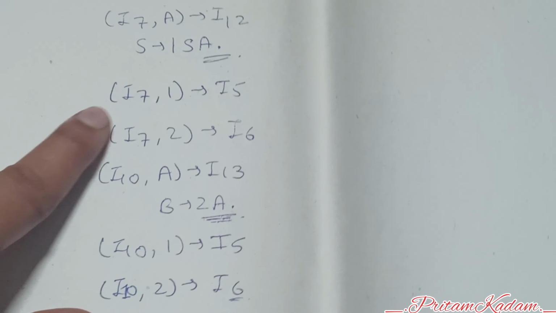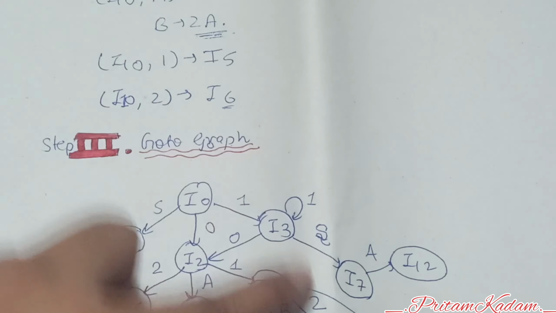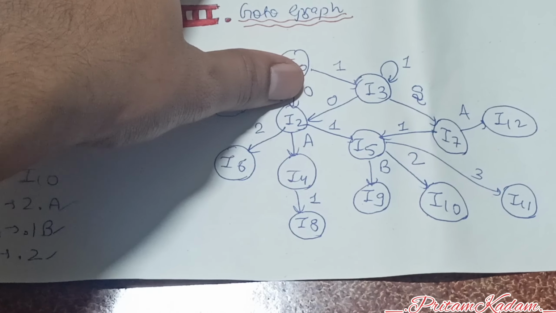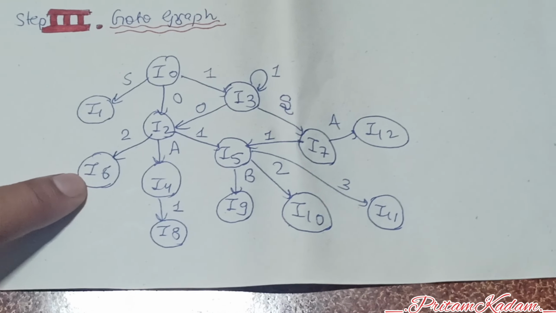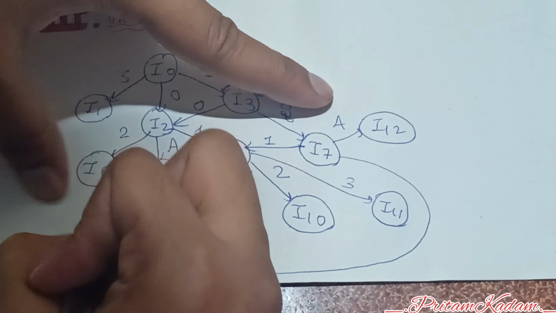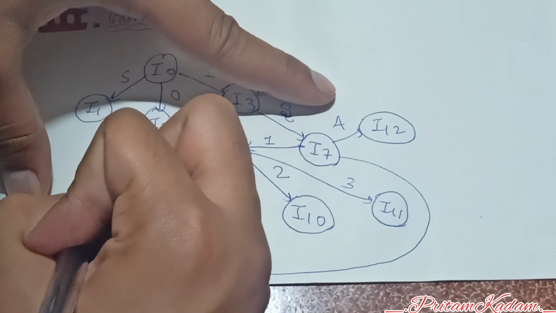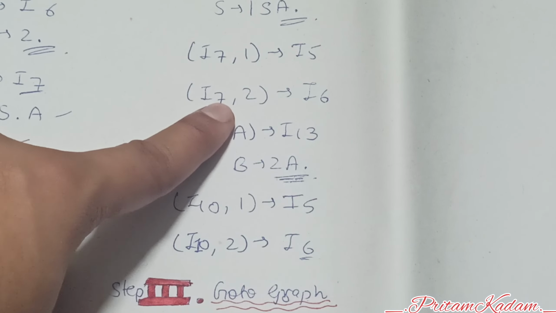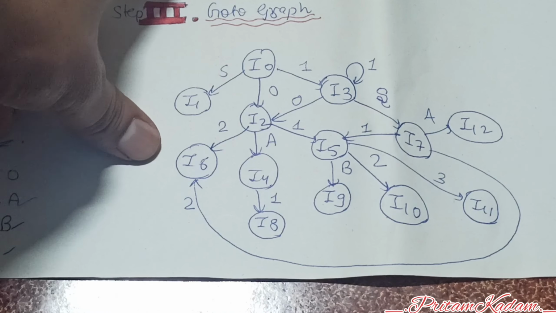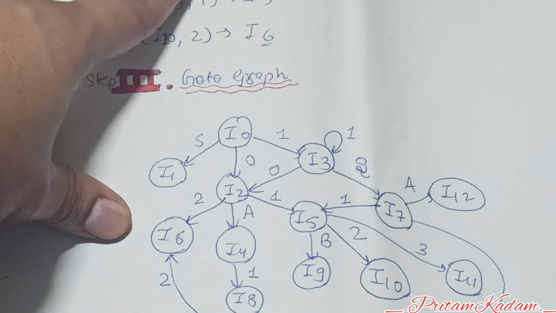Now we will write on 1 on I7, it goes to I5. So 1, it goes to I5, and then on 2, it goes to I6. So 2 and I6 over there. So I will make an arrow from the outside, and then I will write 2 above it. Okay, so on passing 2 in the I7 state, I got the I6 state. Okay, so 2 over here.